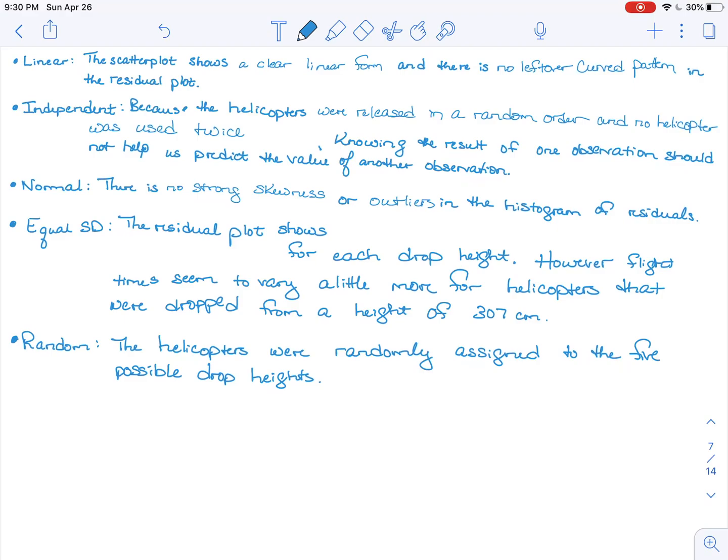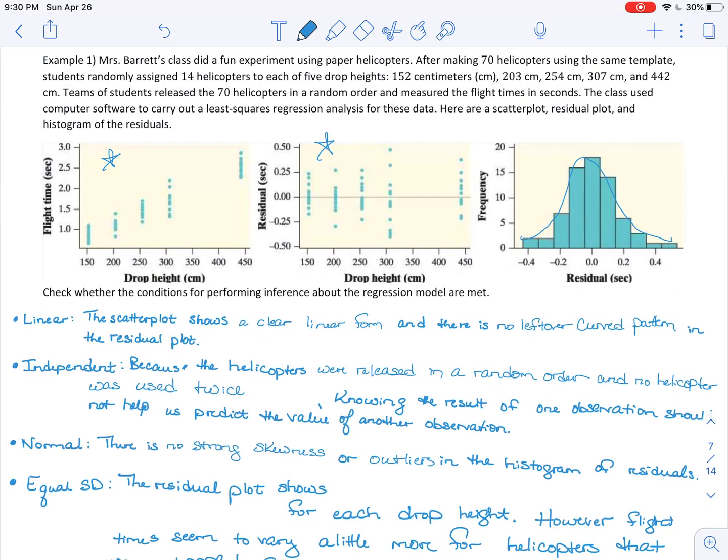There's no outliers in the histogram of our residuals. Done. For the equal standard deviation, we need to look at our residual plot. Remember, this is where we're basically looking: is it equally laid out at all your values of x? So I'm going to go back to my residual plot, and I'm going to consider this center baseline of 0. I want to make sure that there's not more variability for the small x's, and not more variability for the big x's. I don't want that fanning out shape to show up.